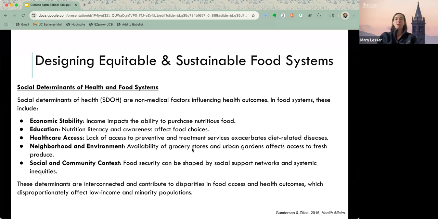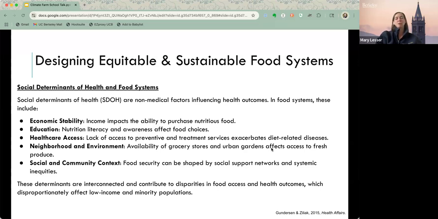Our access to healthcare, so preventative and treatment services to help with diet-related diseases; neighborhood and environment. Claire probably will remember quite well my whole lecture on where you live affects your health. And if you Google zip codes and life expectancy, you can put your zip code in, where you grew up or where you live now, and there's an algorithm to determine how long you are expected to live in that neighborhood.